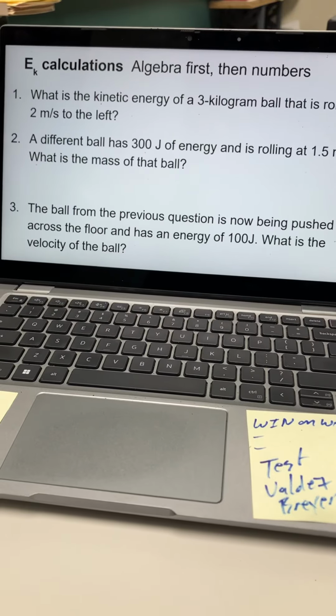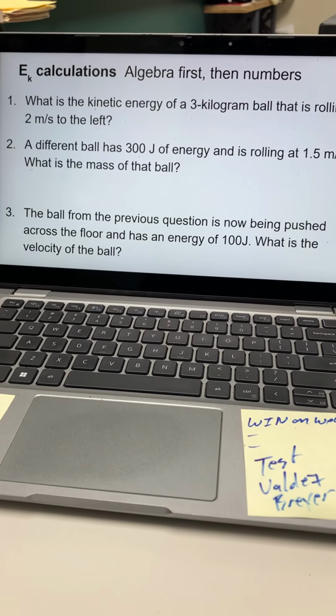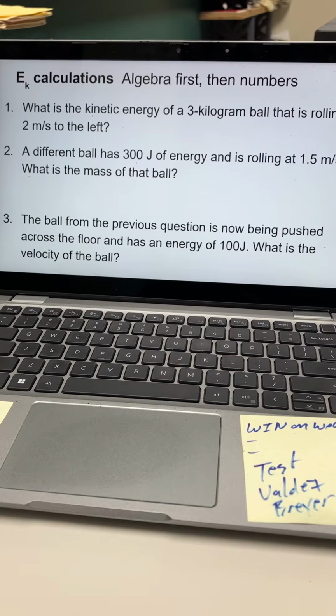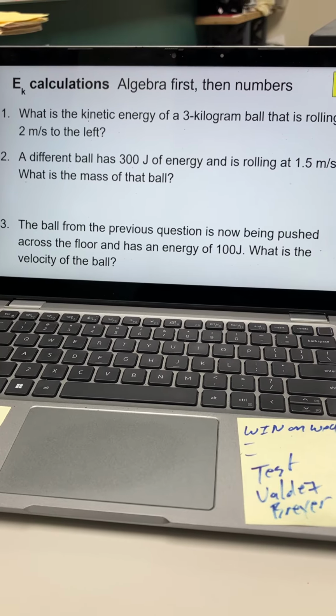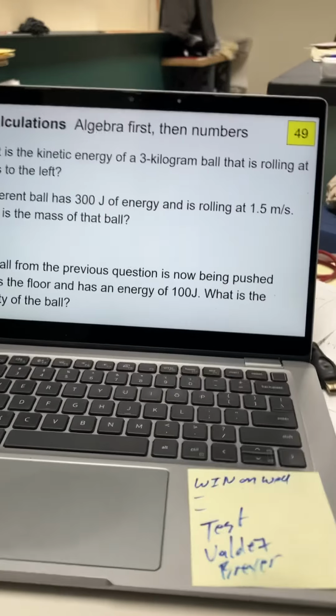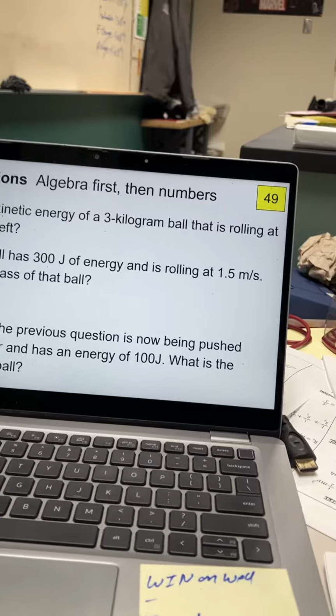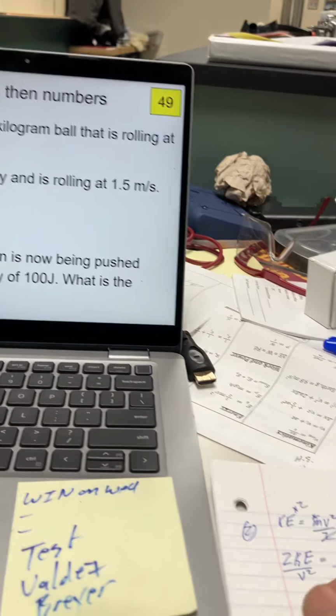Next up is kind of a continuation of the previous problem. How do I know that? It says the ball from the previous problem or question is now being pushed across the floor and has an energy of 100 joules. What's the velocity of the ball? Okay, so here's number 3.